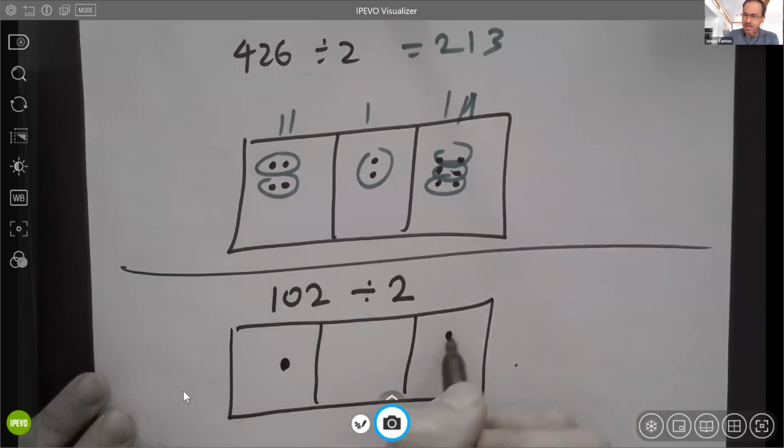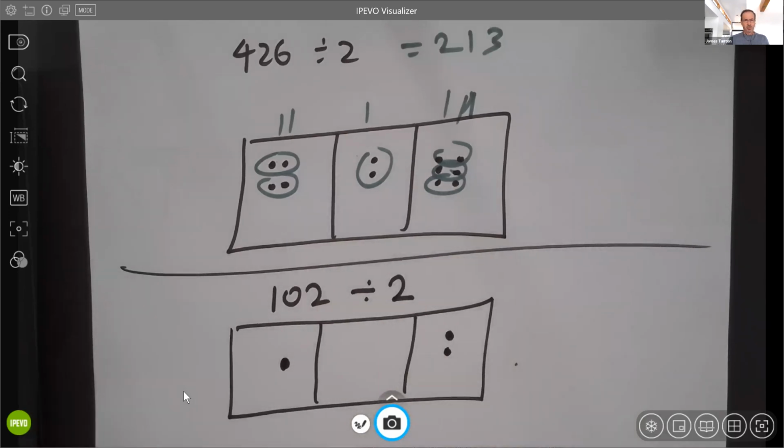1 hundred, no tens, and 2. And I'm looking for groups of 2. Oh no, what got doubled? There's a group of 2. One dot got doubled over there, but that's about all I can see. What could I possibly do?